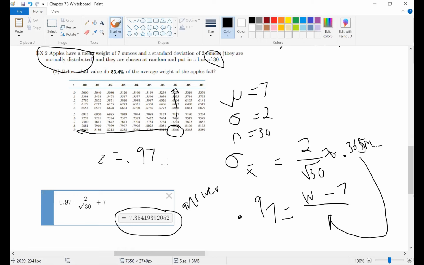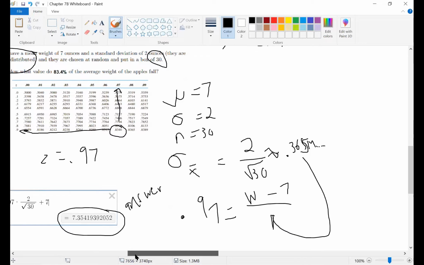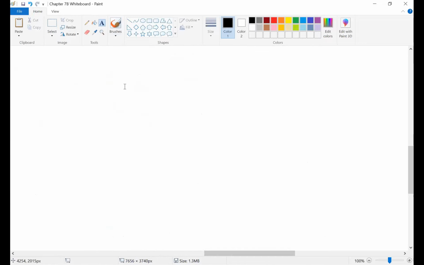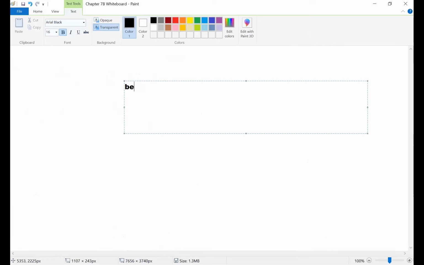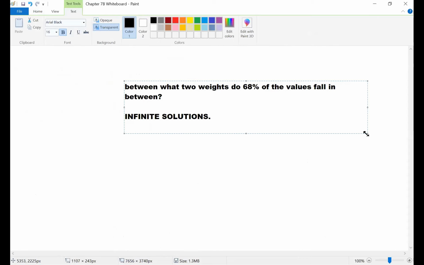One last conceptual part. There's one problem I'm not going to ask you to do, and that might be something along the lines of this. Between what two weights do 68% of the values fall in between? Now, for empirical rule, you're instantly going to say plus or minus 1. For this, there are infinite solutions. Here's why.